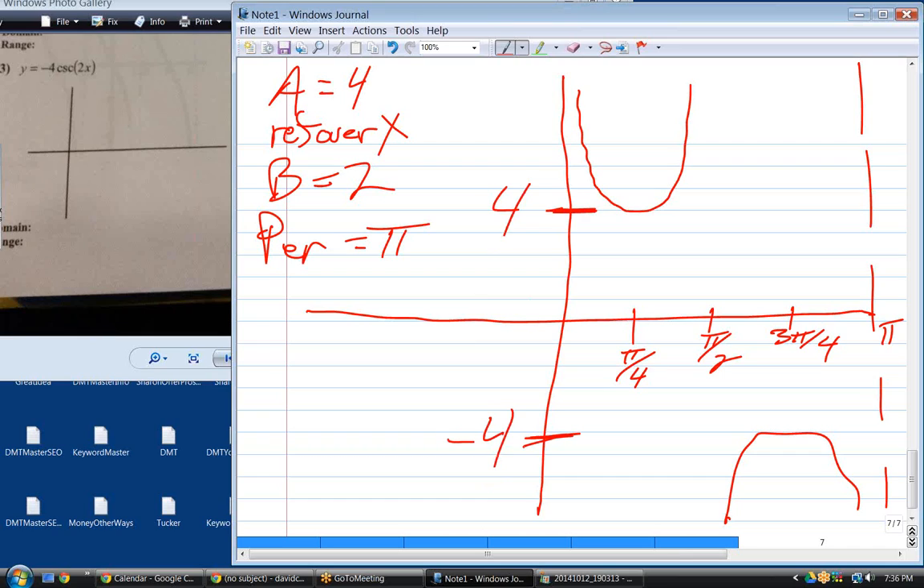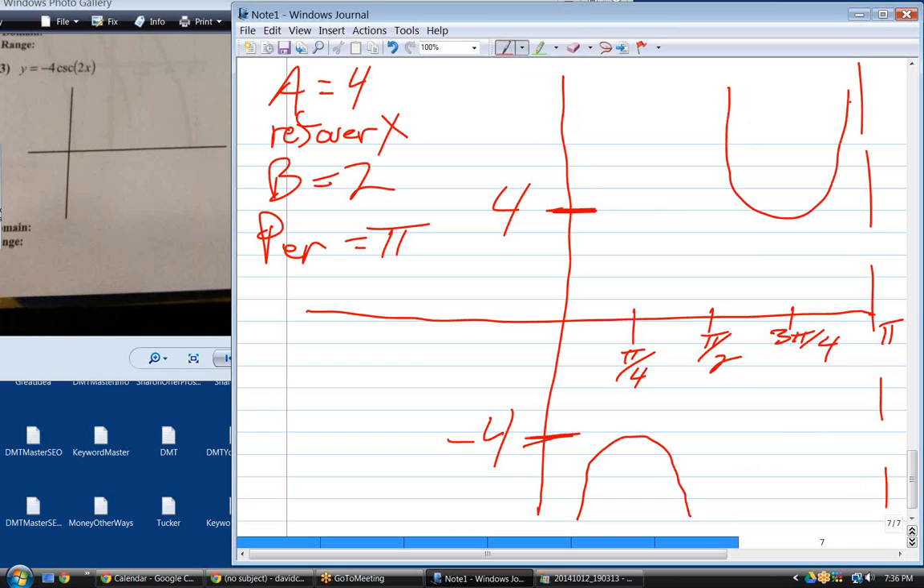And the consequences of the negative sign. In other words, what I've just drawn is y equals 4 cosecant of 2x. So how do I draw y equals -4 cosecant of 2x? Flip the graph. Yeah, there you go. And that's the way you do these, step by step.